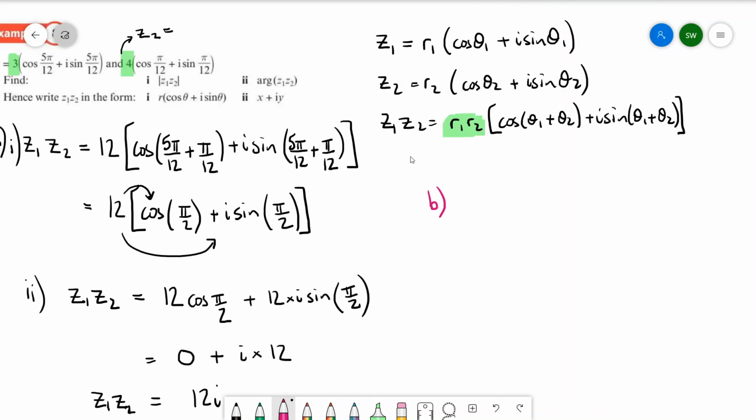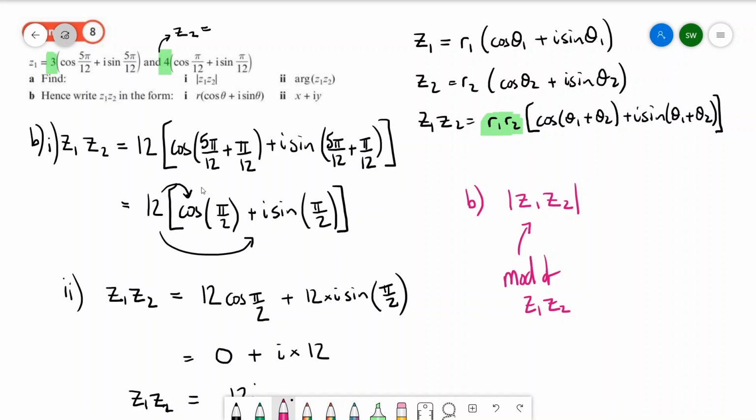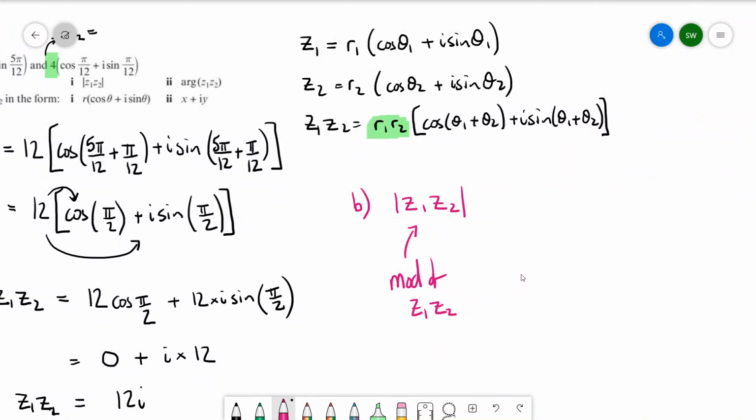Let's go back to part B then. In part B, we were asked for this value here. So this is the modulus of Z1 Z2. Well, the modulus of Z1 Z2 is 12. That's that value here. And we got that by timesing the modulus of Z1 by the modulus of Z2. We did 3 times 4. So a formula that is useful is we get that by doing the modulus of Z1 times by the modulus of Z2. And this is quite a useful formula to remember.